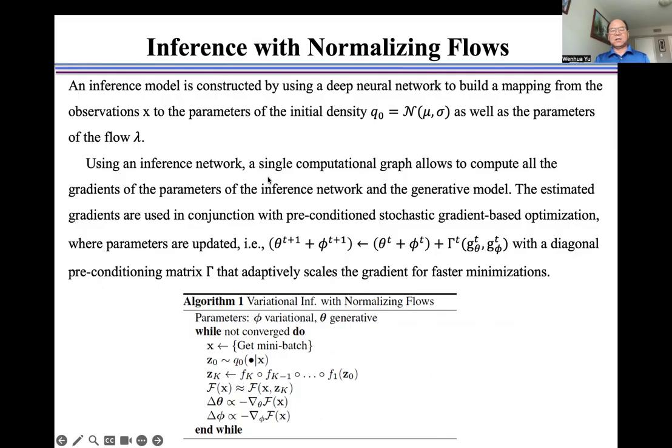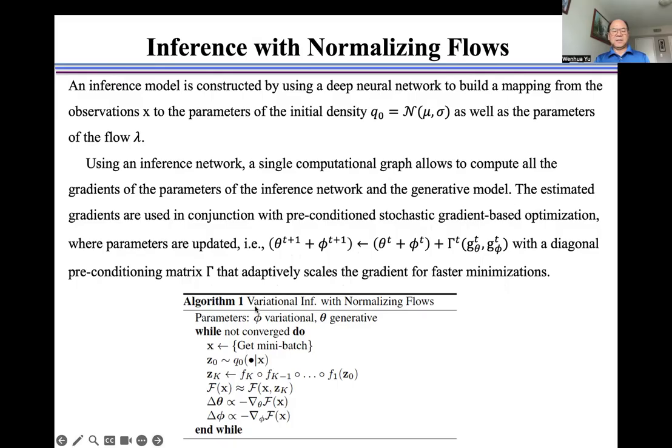Using an inference network, a single computational graph allows us to compute all the gradients of parameters of the inference network and generative model. The estimated gradients are used in conjunction with preconditioned stochastic gradient-based optimization, where parameters are updated by using this formulation with a diagonal preconditioning matrix that adaptively scales the gradient for faster minimization.